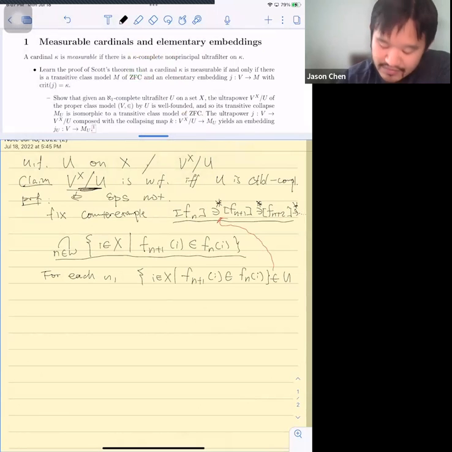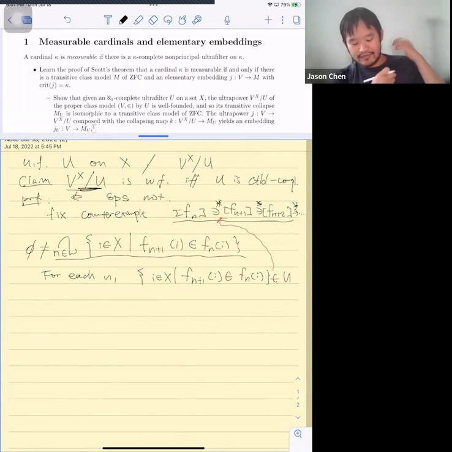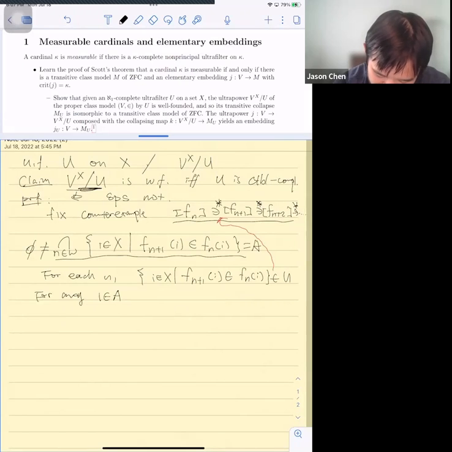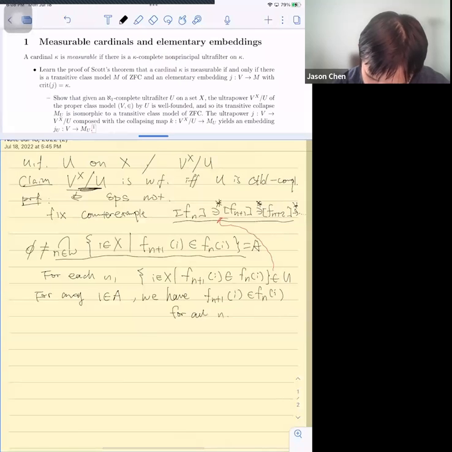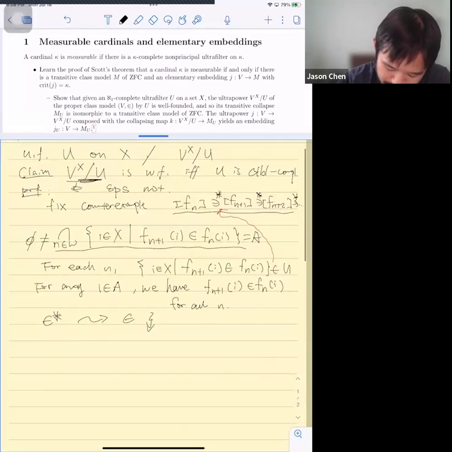But this is countably many sets in the measure, so by countable completeness, the intersection cannot be empty. Fix any i in this set, call it A. So for any i in A, we have f_{n+1}(i) is an element of f_n(i) for all n. What we've done in this proof is translate an infinite descending chain of this star membership to an infinite descending chain of the real membership relation. So this is a contradiction. It contradicts the axiom of foundation. So yeah.